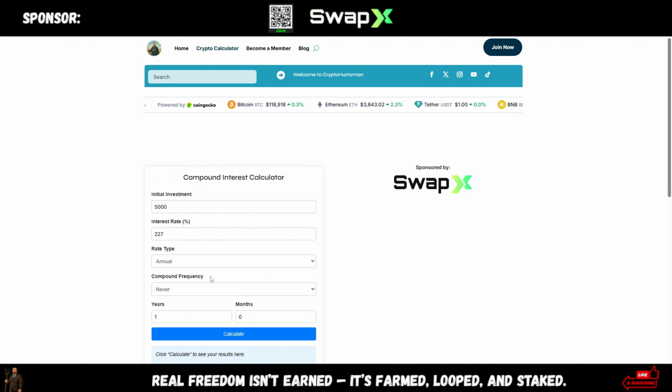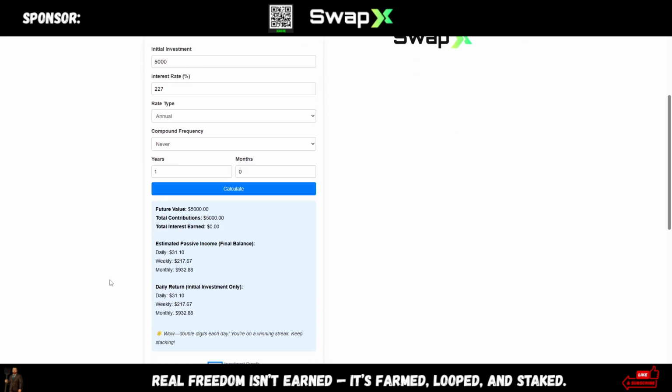227%. We're never going to compound. We're just looking for cash flow from this scenario. We're looking to build more positions into this. And again, we're looking to pretty much get free positions. So we're in this, we're calculating, and you can see there, our daily return is $31, if we break it down here.